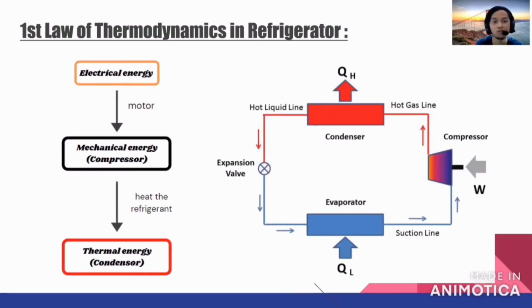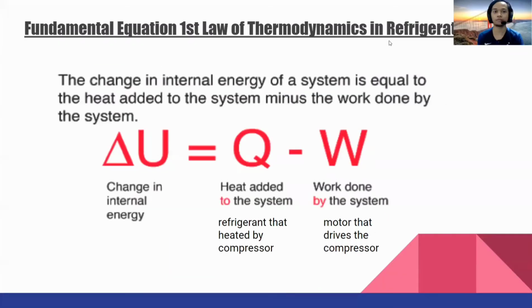So, based on the first law of thermodynamics in the refrigerator, the energy will start converting from electrical energy, which comes from the power supply. Then, the electrical energy will run a motor in the refrigerator, which will transform the electrical energy into mechanical energy. Next, the motor will drive the compressor and it will heat the refrigerant. So, the mechanical energy will change into thermal energy. Lastly, the thermal energy in the refrigerant will be cooled back by the condenser. The cycle of conservation of energy in the refrigerator will be repeated again and again because it is continuous.